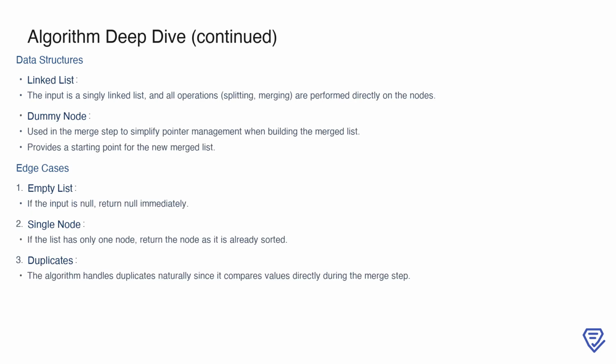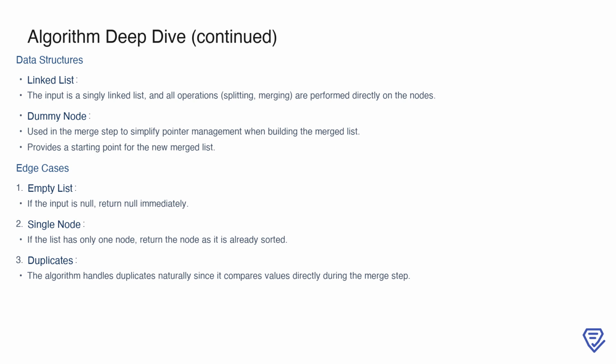The algorithm relies on a few essential data structures and techniques tailored to the nature of linked lists. First, the input itself is a singly linked list, and all operations, such as splitting and merging, are performed directly on the nodes. During the merge step, we use a dummy node to simplify pointer management. The dummy node acts as a temporary starting point for the merged list, making the process of appending nodes more straightforward and avoiding the need for special handling at the beginning of the list.